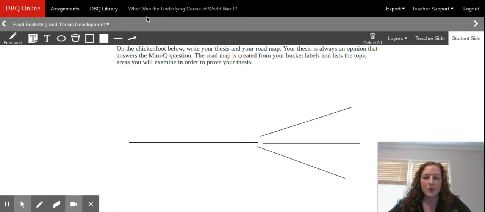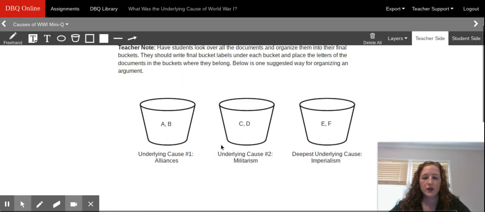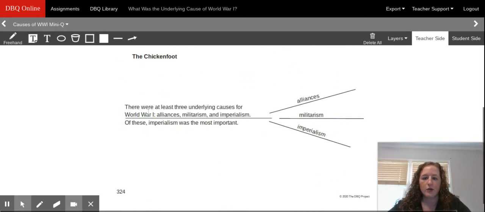So in my sample, what were the underlying causes of World War I? They're looking for the biggest cause really for this one. So the writer decided on this: there were 3 underlying causes for World War I: alliances, militarism, and imperialism. And of these, he thought imperialism was the most important. But each of the paragraphs was going to talk about all these different issues. So that's pretty much how they use their buckets.